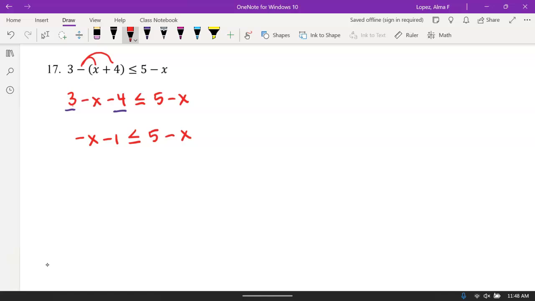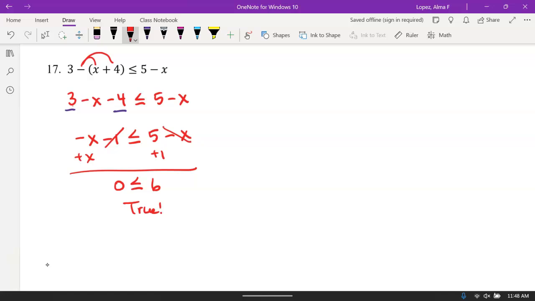Okay, I'm going to get all the x's on the left, all the constants on the right. That negative 1, when it goes over the inequality, will become a plus 1. This negative x, when I bring it back over to the left, will become a plus x. Let's clean it up. A negative x and an x makes 0. And 5 plus 1 is 6. Okay, 0 is less than or equal to 6. That is true. 0 is smaller than 6.